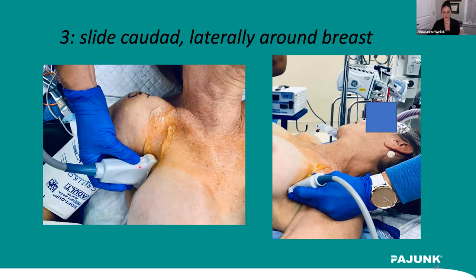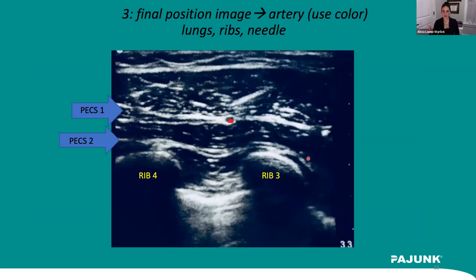You see how my probe is actually peeking into the chest. This is a better view of my probe here. The patient's head is turned away again, but my probe is on this lateral edge of the breast looking into the chest. And on that third move, I want to get a picture that looks like this. So the final position image is this third picture. I didn't put color on this. I didn't color these pectoralis muscles because I wanted you to see what the image looked like.